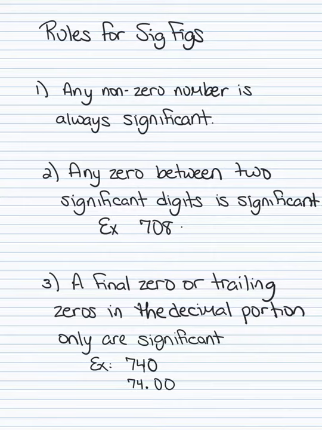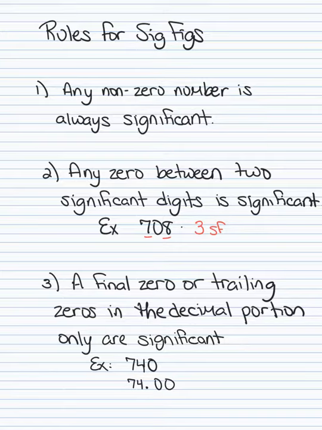Our basic rules for significant figures. In number 1, we say that any non-zero number is always significant. So any number in your digit that is not a 0 will always be significant. In number 2, any 0 between two significant digits is always significant. In our example here, we have the number 708. Because the 7 and the 8 are both significant, this would have 3 significant figures.